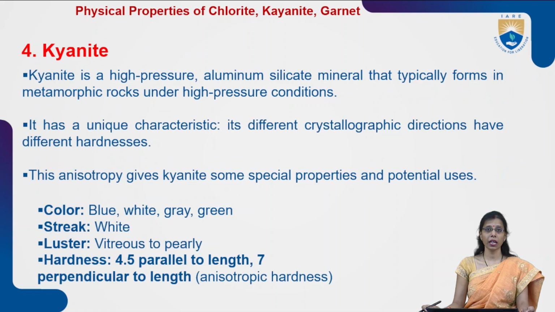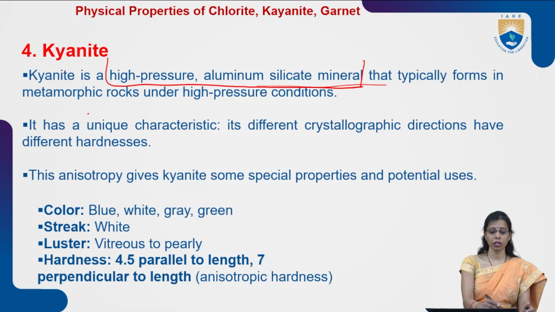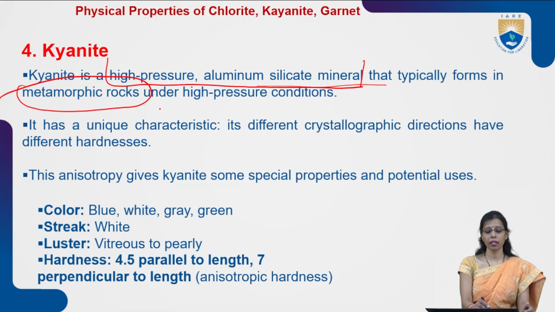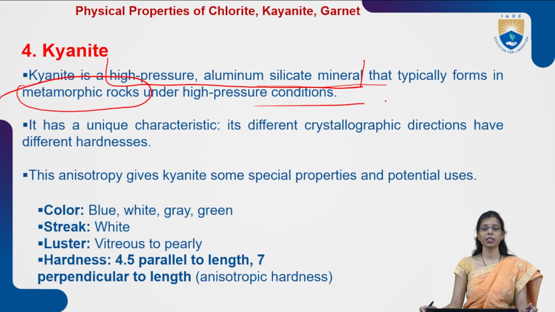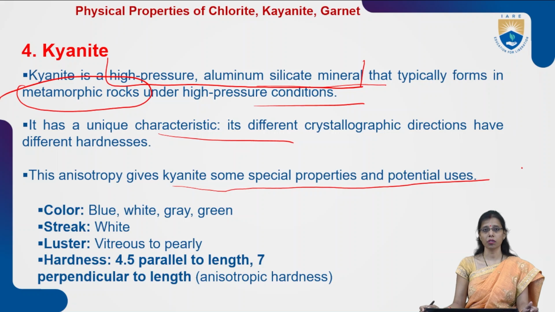Now, kyanite. Kyanite is another mineral. It's a high pressure aluminium silicate mineral that is typically found in metamorphic rocks, under high pressure conditions. So it has unique characteristics. Its different crystallographic directions have different hardness, and this anisotropy gives kyanite some special properties and potential uses.